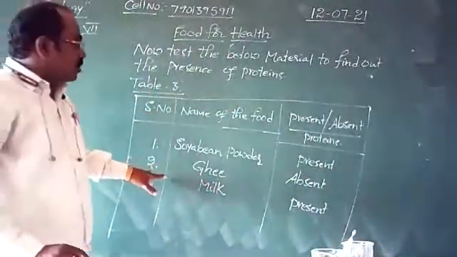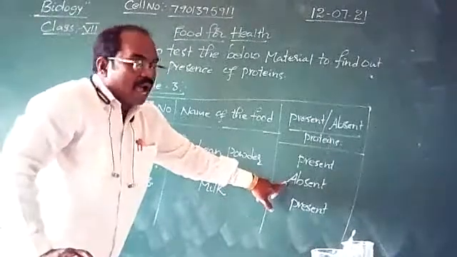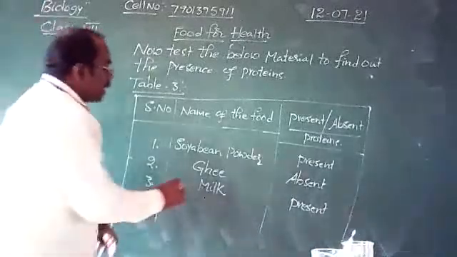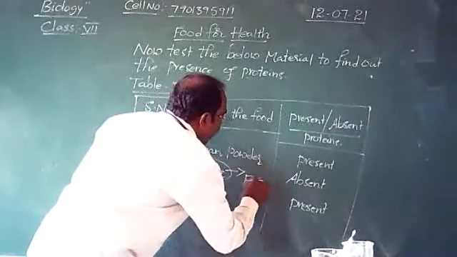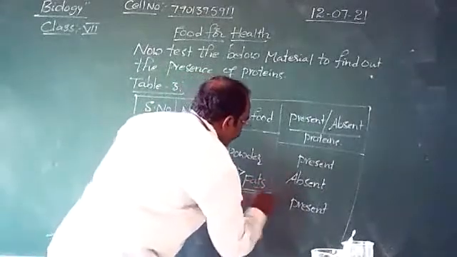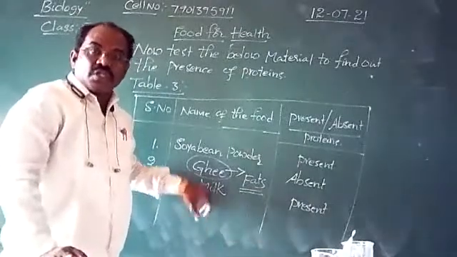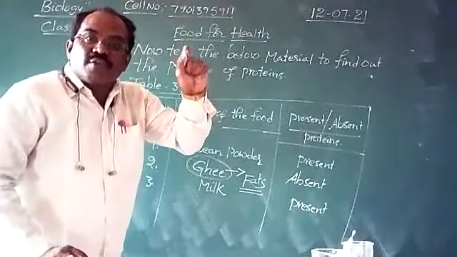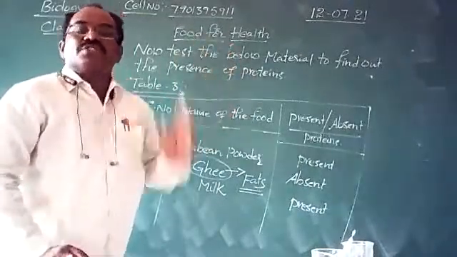Once you observe this table, in ghee, proteins are absent. What would be there in it? Fats. Okay, my dear students, this is one of the major components of food, proteins.